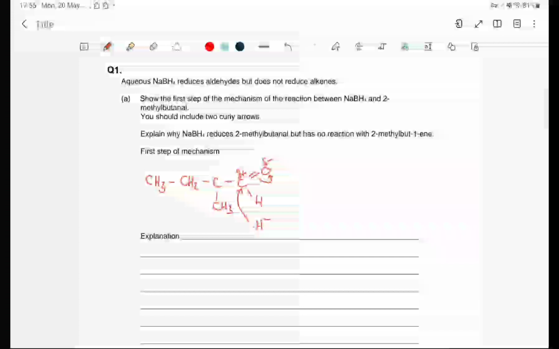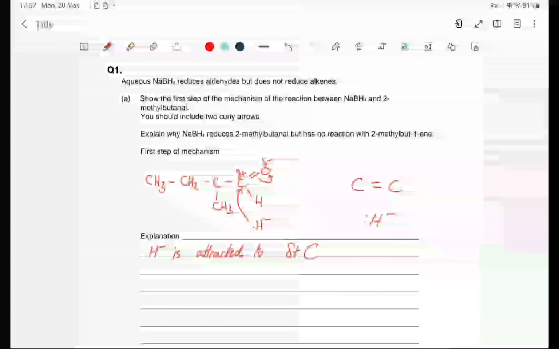The second part of the question is to explain why NaBH4 reduces the 2-methyl-butanal but has no reaction with 2-methyl-butene. Now, I've actually already discussed why the hydride ion is good at attacking the aldehyde, so we can already just write that down because I've already mentioned it. The second part of the explanation then is to explain why the hydride ion would not be attracted, or in fact, not want to go near the C double bond C. So let's consider what would be happening in this scenario.